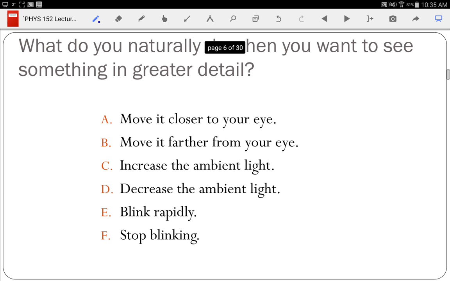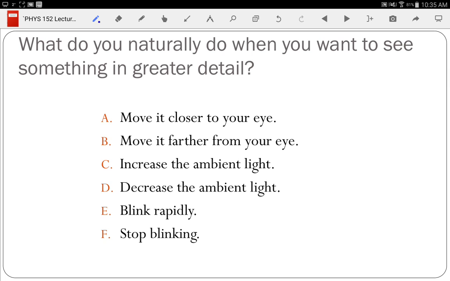So let's start with a question. What do you naturally do when you want to see something in greater detail? I've already, of course, gone through this, so this is just checking to see if you are in any way cognizant of what's going on. Okay, everybody that's here has answered. And everybody said, you move it closer to your eye.